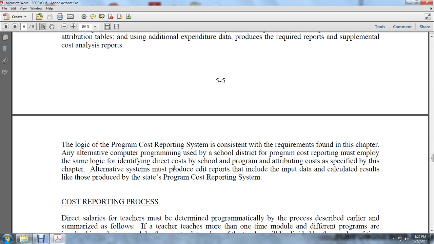The logic of a program cost report system is consistent with the requirements found in the chapter Alternative Computer Programming using school district for the program costing report. For the most part, apply the same logic, identifying direct costs by the school program and attributing the costs as specified in the chapter. Alternative systems must produce edit reports, including the input data and the calculated results, like those produced by the state program cost reporting system.